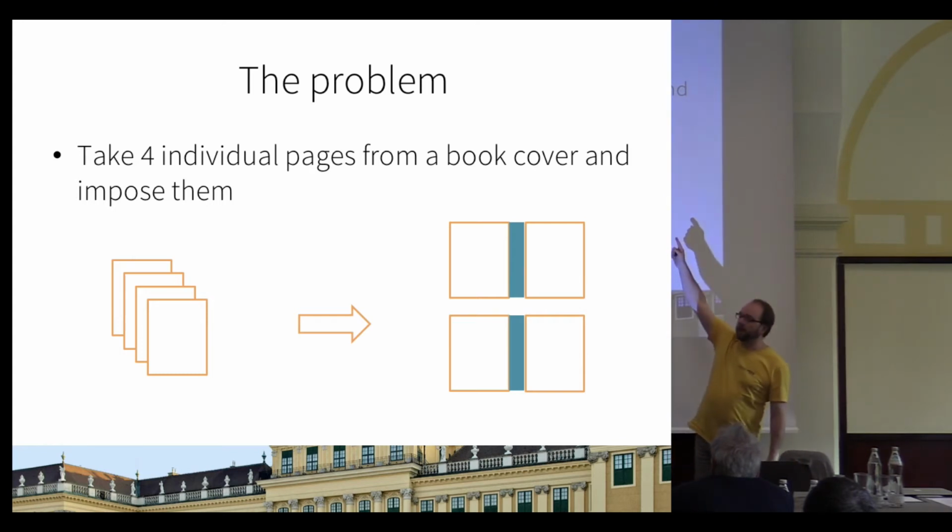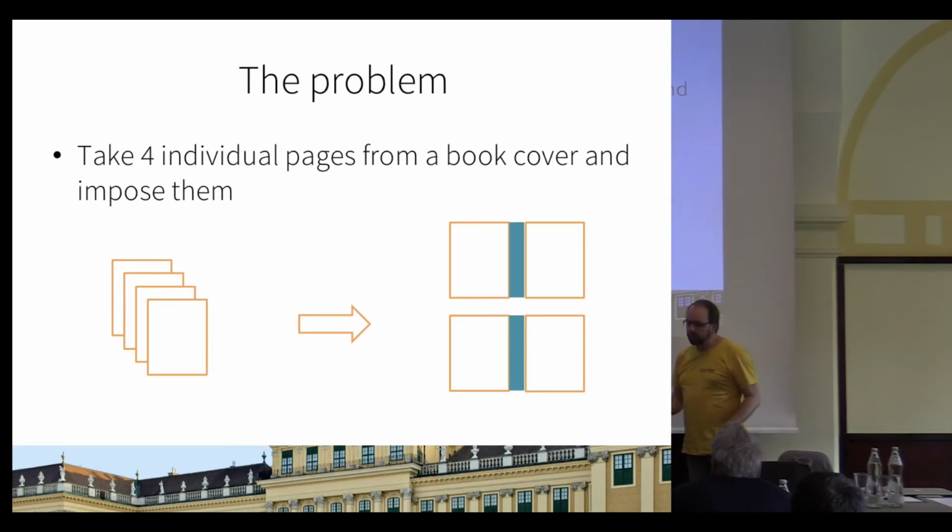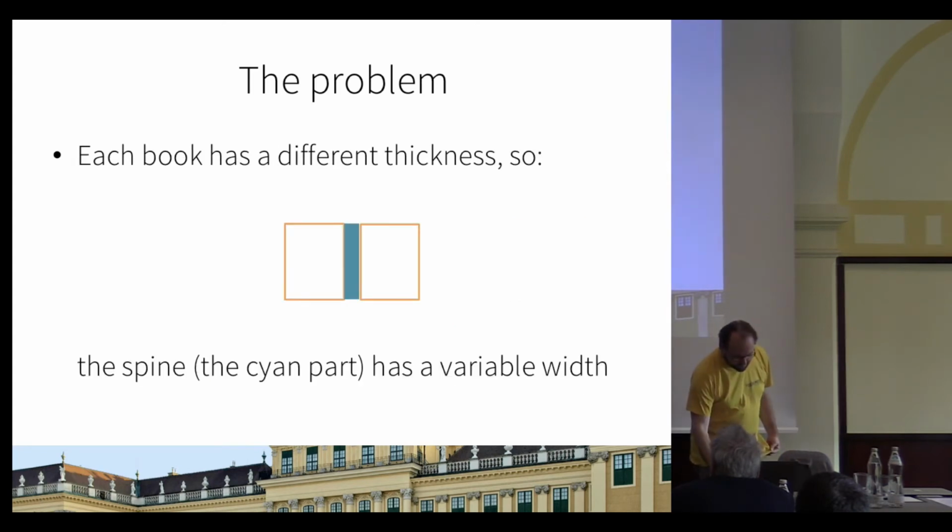They want to have a PDF file that contains 2 pages, but each page now has 2 of the original pages on it. So you have the outside of the cover, and the second page is basically the inside of the cover. The problem you have with that, this is easy. I mean, if you're writing an imposition config for that, anyone could do that. Well, the problem is that each book has a different thickness.